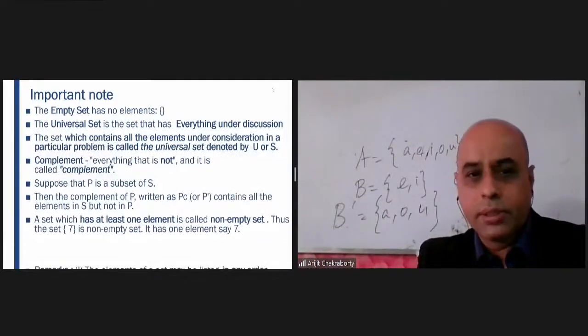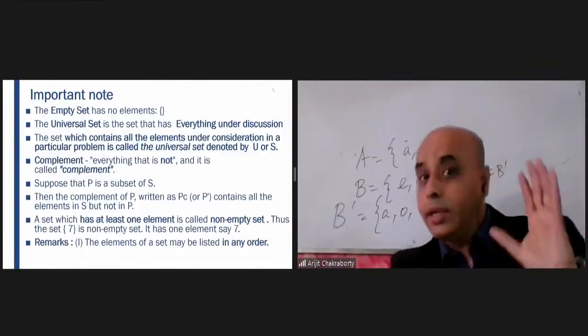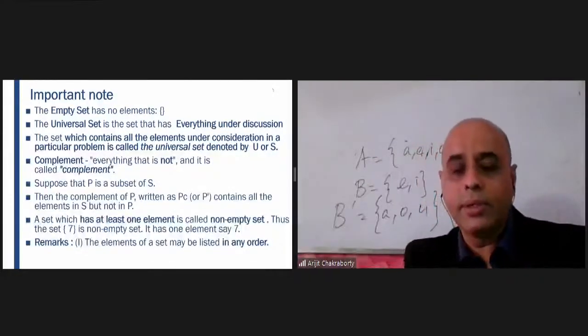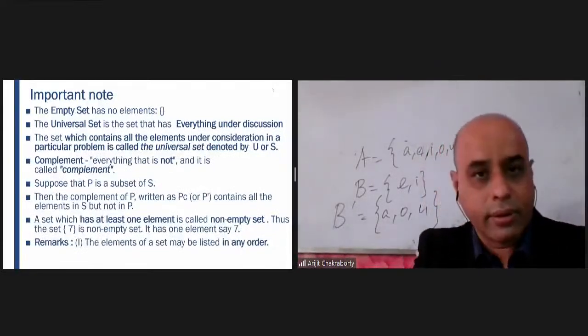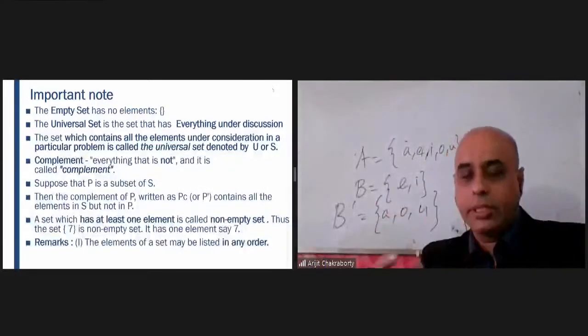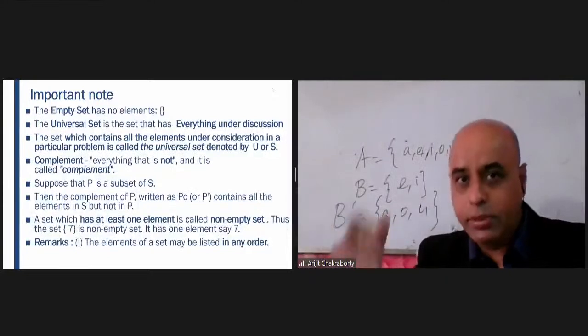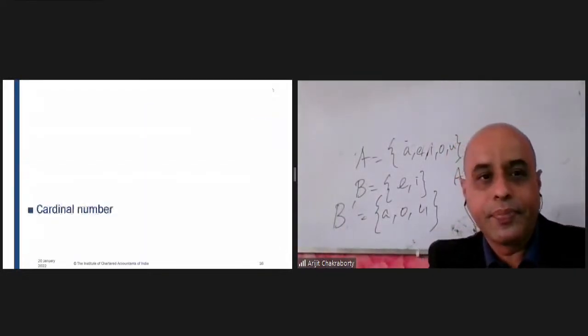Okay. This is also easy. Elements of a set may be listed in any order. If you get a question in the exam, please remember the elements of the set can be listed in any order. So if a set has the 3 elements A, B, C, and another set has the elements B, A, C, both are the same, both are equal, and of course equivalent.